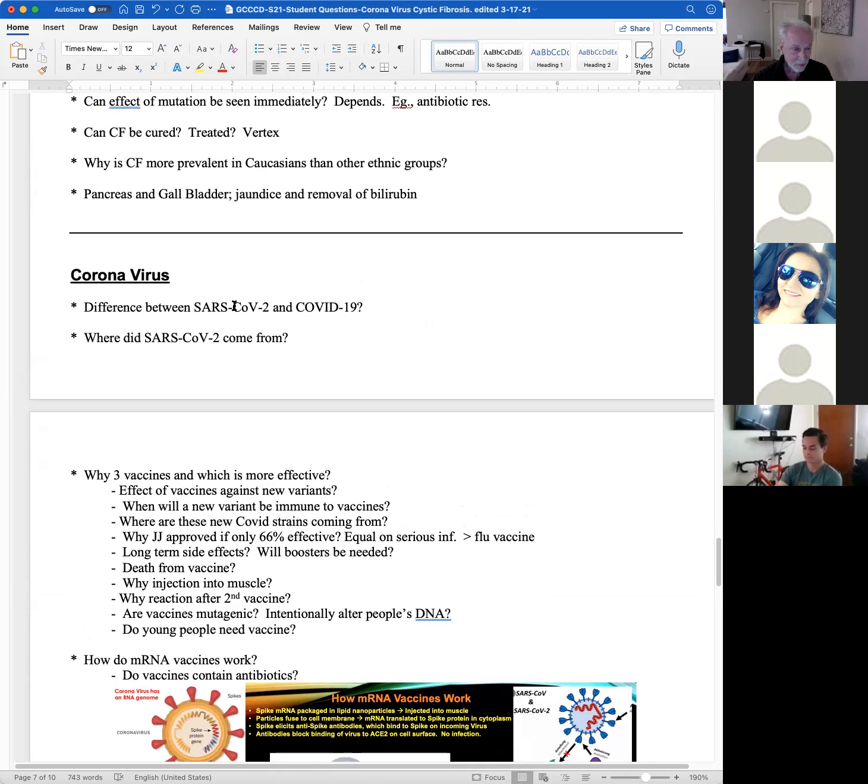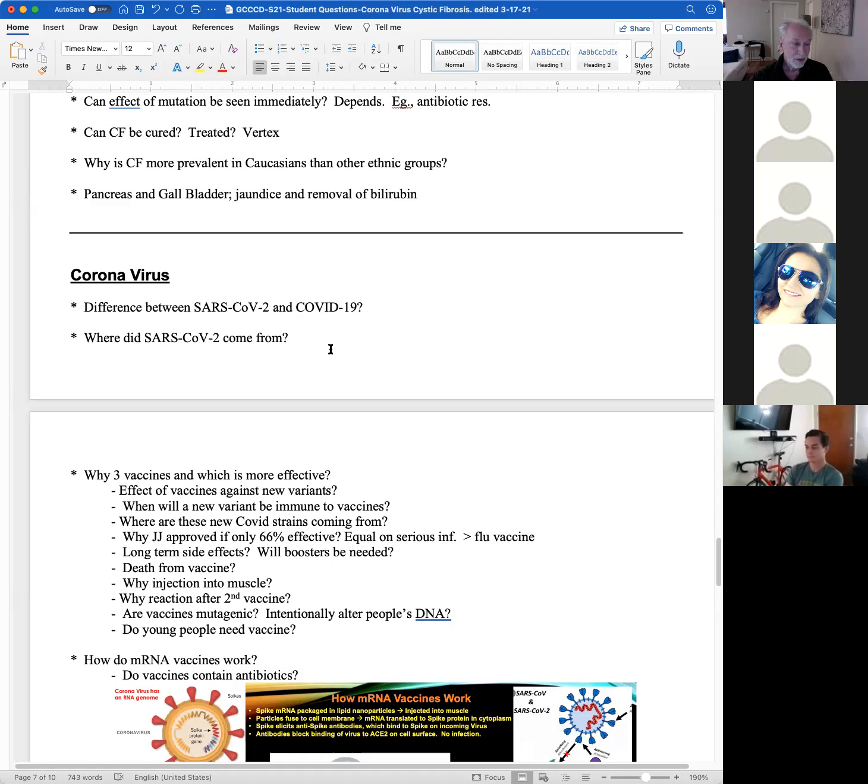Well, SARS-CoV-2 is the name of the virus. There are a lot of SARS-type viruses. They're severe respiratory viruses, coronavirus being the most severe. COVID-19 is the name of the disease. So a person that has contracted this virus now has a disease called COVID-19.